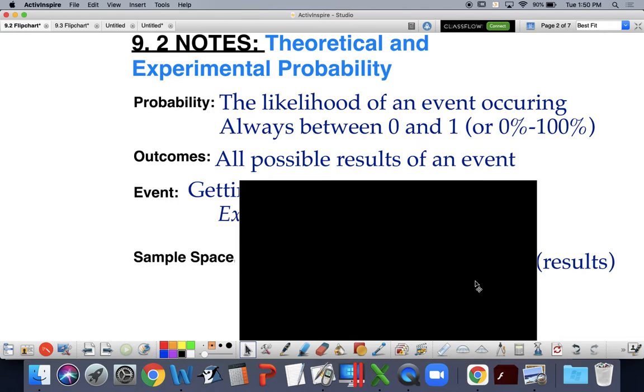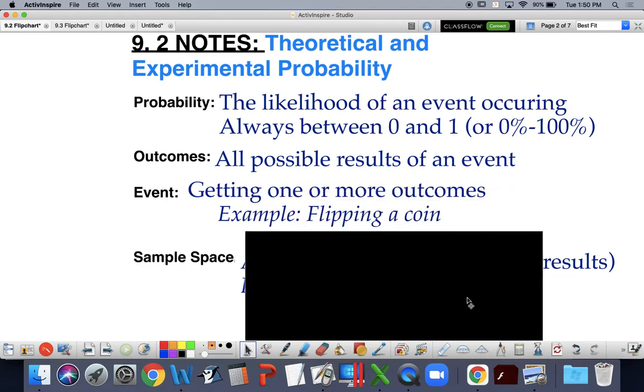So what is an event, right, when we talk about probability? Well, it's getting one or more outcomes. An event could be anything, right? Flipping a coin, rolling a die. But it also could be winning a race.